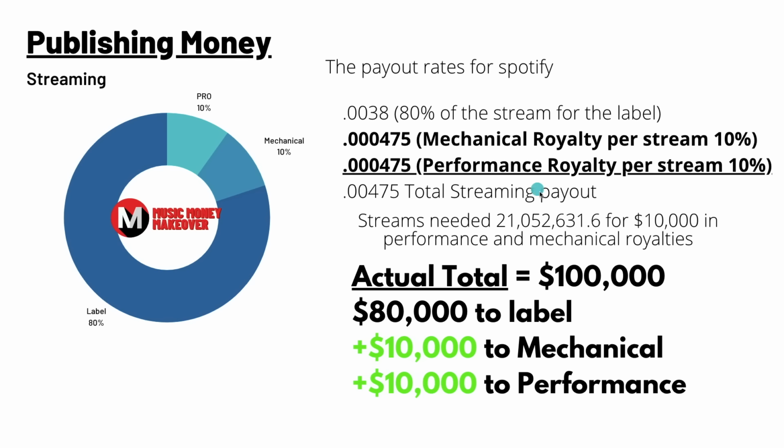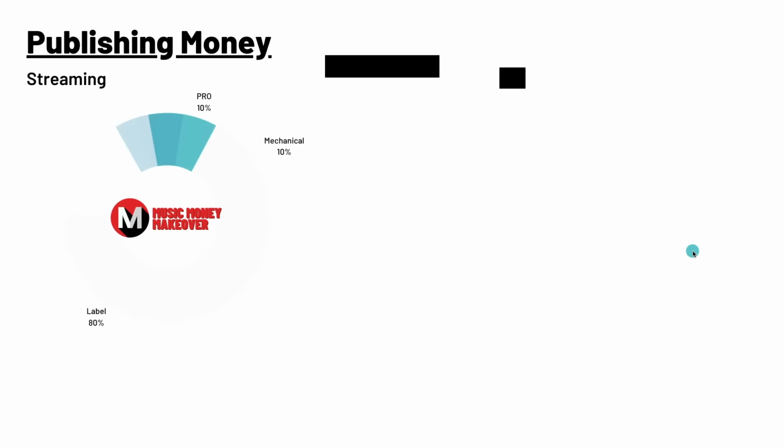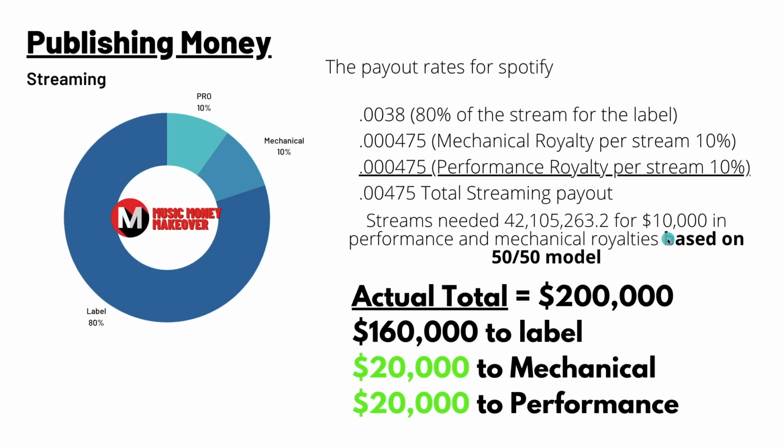So that's why I do these shows, because I want you all to see how much work is involved with this. And some of you may say, well, I don't want to do that anyway. I just want to do my music. I want to go physical. This is too complicated. It's too much. But if you're going to run a record label, you got to know these numbers. You got to know this stuff. Let's keep rolling. So now, publishing money. We're still on streaming, but check this out. Remember, we're doing a 50-50 model.